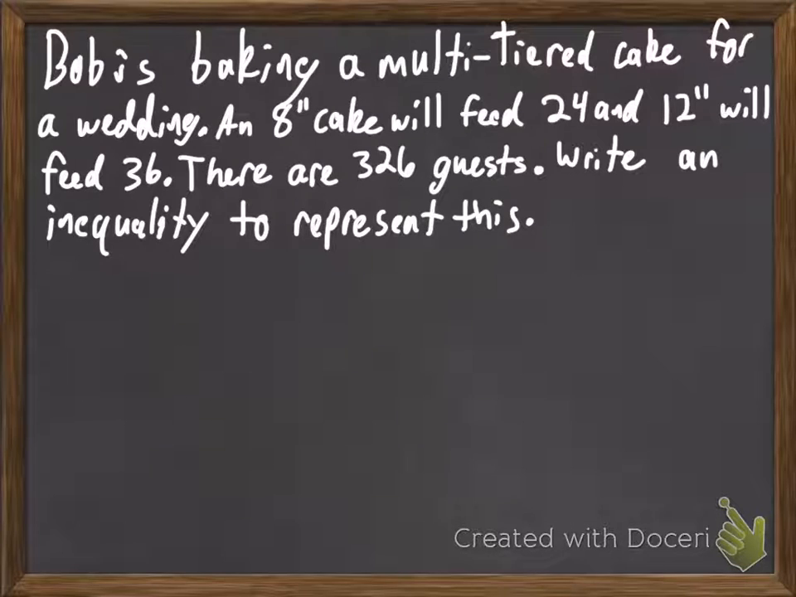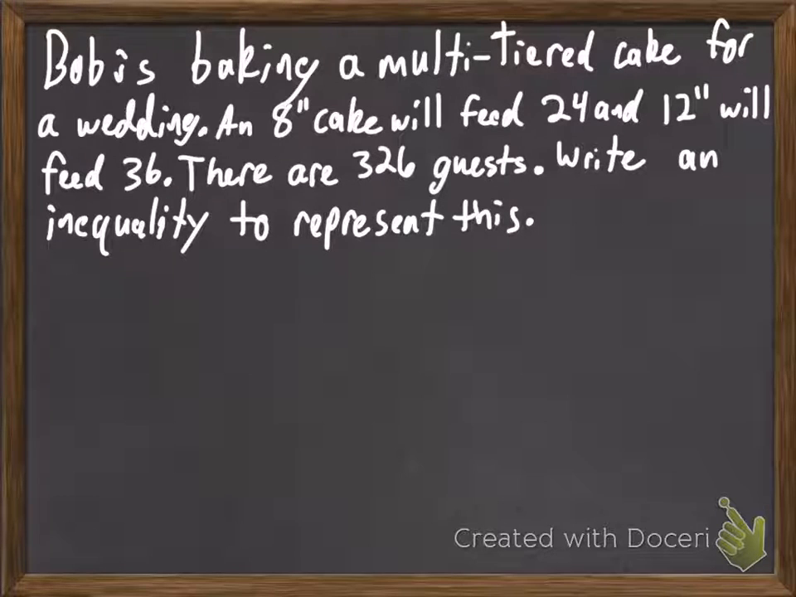So, let's get started. Bob is baking a multi-tiered cake for a wedding. If you've seen wedding cakes before, if not, I guess you could Google it, they're normally multi-tiered cakes. An 8-inch tier cake will feed 24 people, and a 12-inch tier cake will feed 36 people. He knows that there are 326 guests there, so we need to write an inequality to represent this. By representing this, it's how many of each cake would we need at the party.